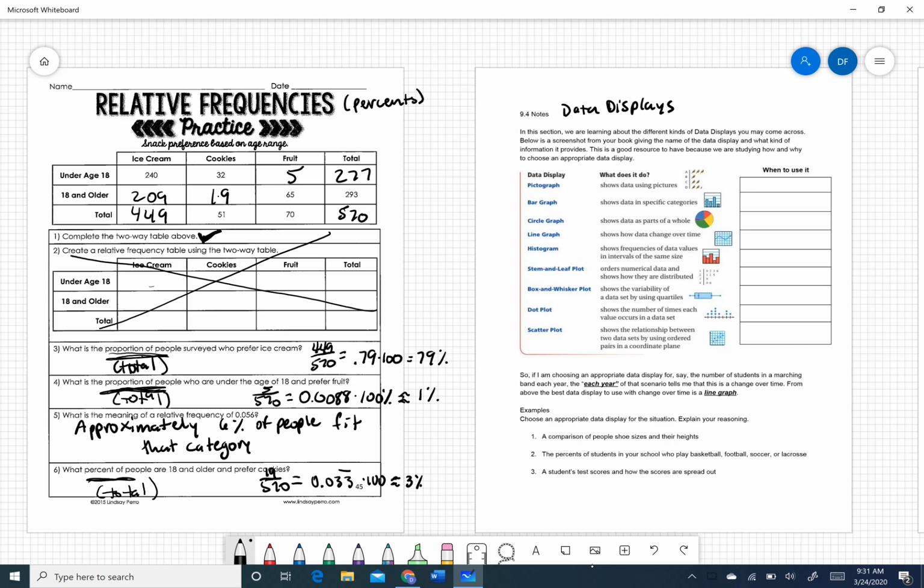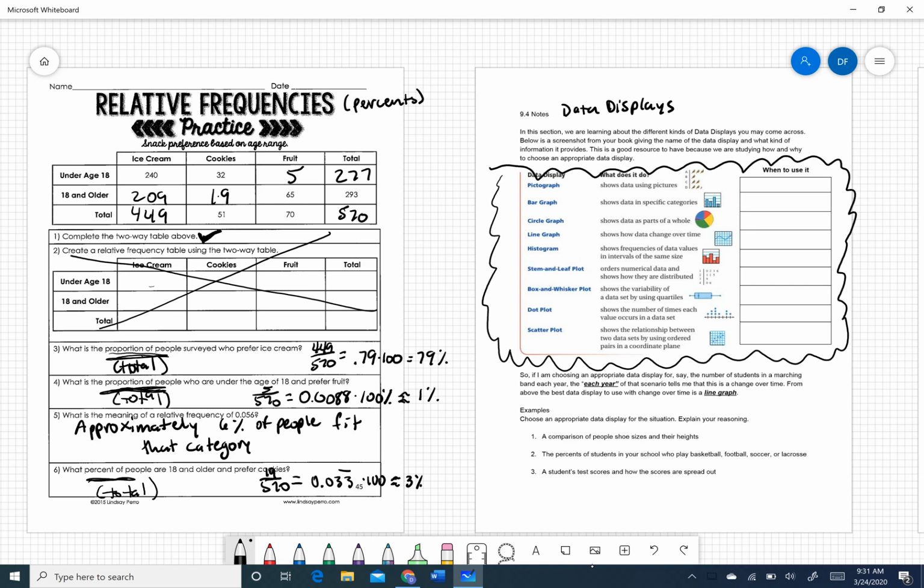So below we have a screenshot here that's from your book that summarizes each data display that you might come across and what it does. It's a really good resource to have when you're studying how and why to choose an appropriate data display, right?